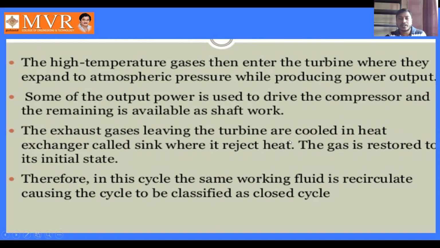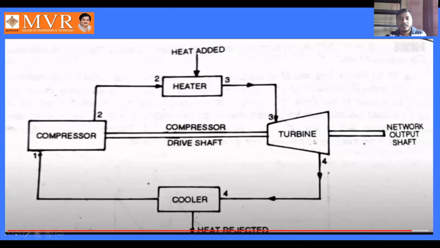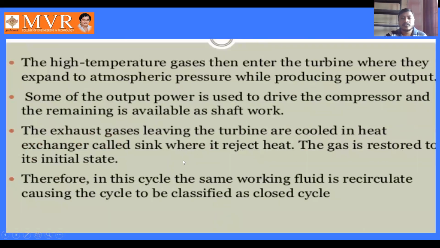The exhaust gases leaving the turbine are cooled in the heat exchanger called the cold sink. From the turbine the remaining gases enter the cooler, and when cooled, the gas or air rejects the heat in the cooler. The gas is restored to its initial state. Therefore, in this cycle, the same working fluid is recirculated, causing the cycle to be classified as a closed cycle.